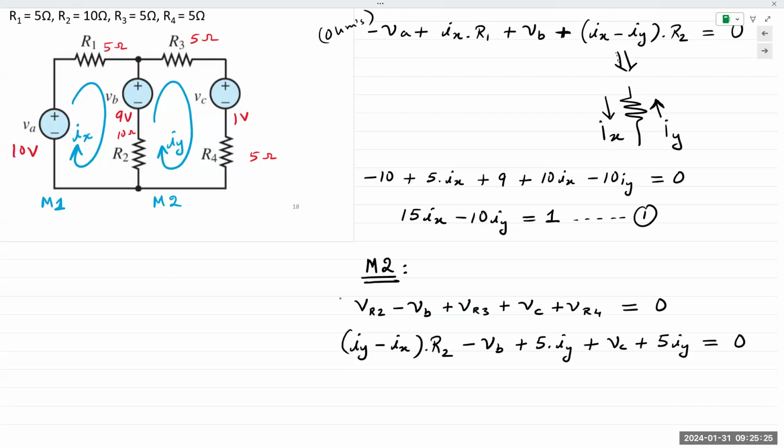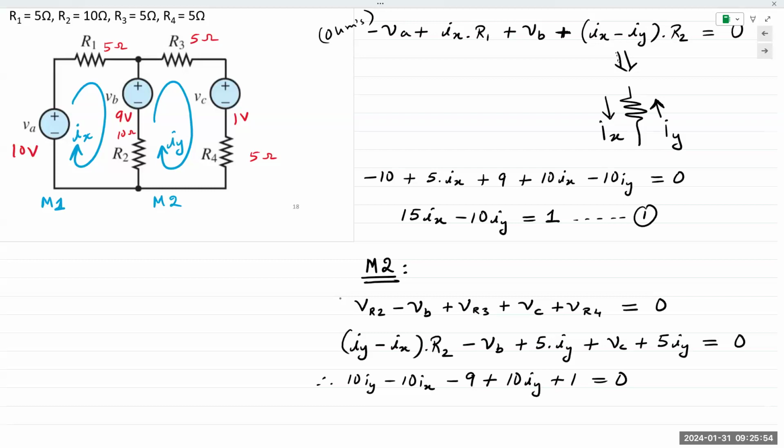And there's a side note in this equation. I'll come back to it once we finish the solution. Plug in all the known values. R2 is 10 ohms, so 10 times IY minus 10 times IX minus 9 plus 10 times IY plus 1 equals 0.